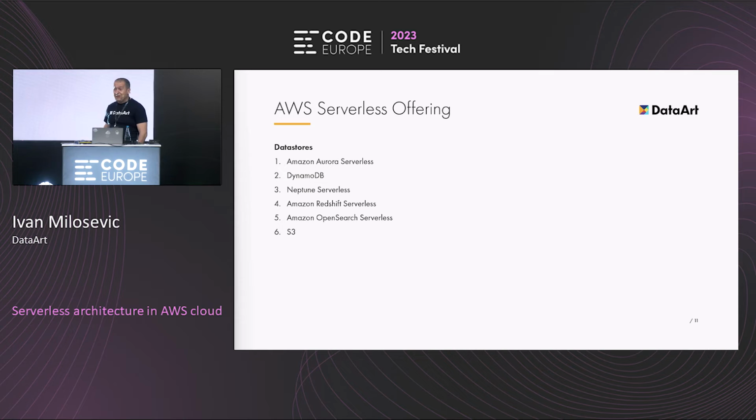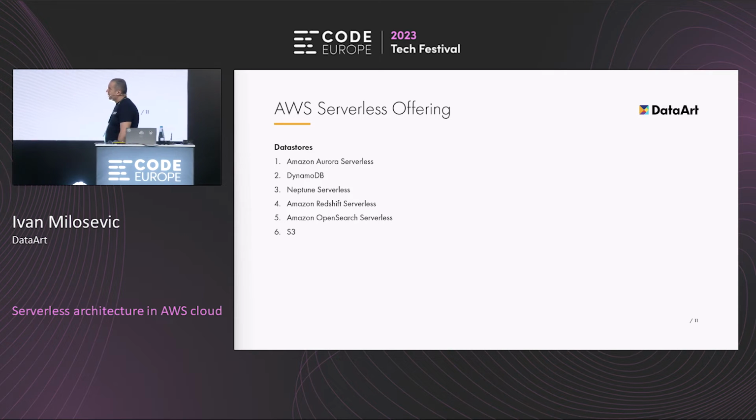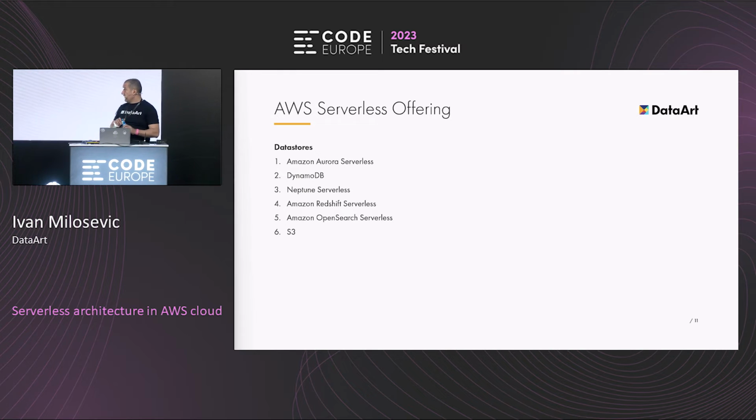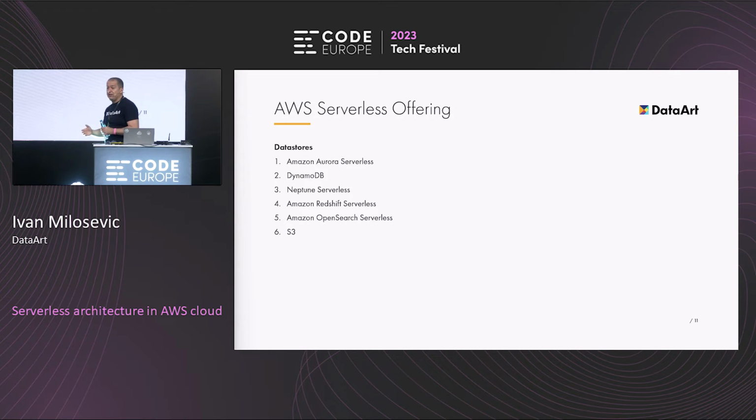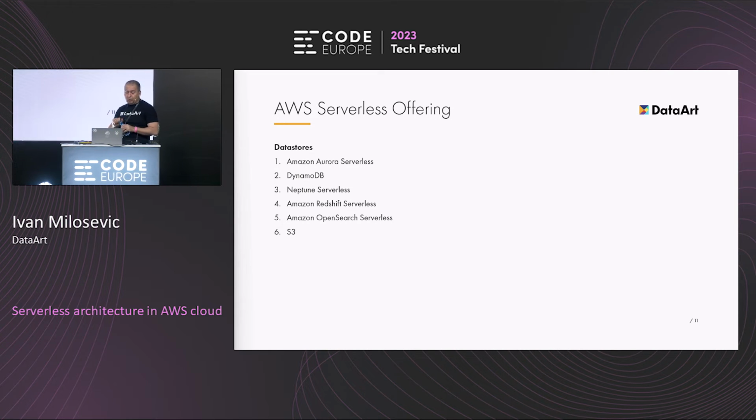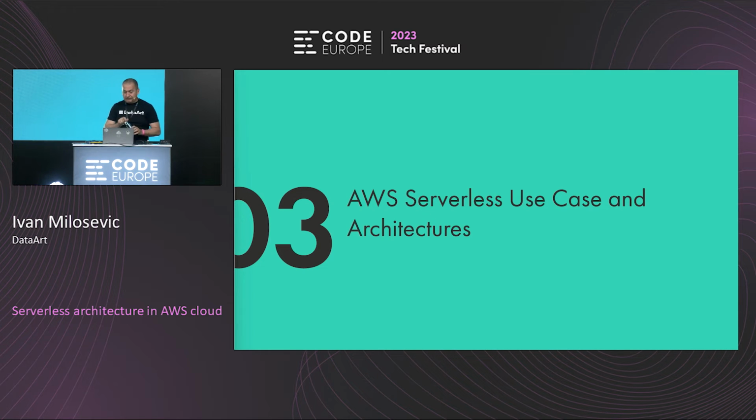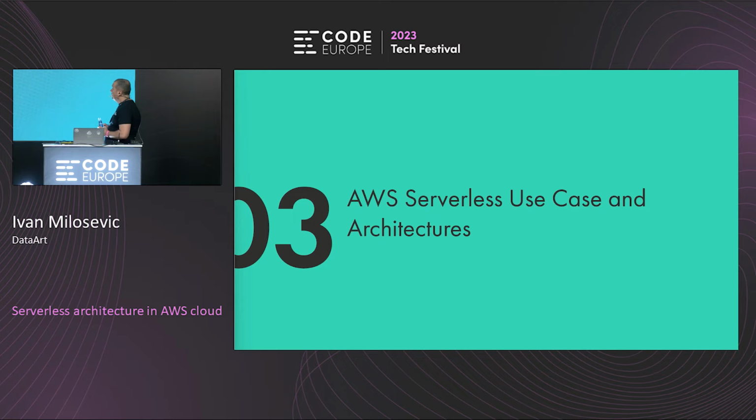S3, I don't even need to talk about that. One of the first services introduced in AWS. I think in 2004 they created an API for accessing the data or objects inside of S3, and I think now it's in everyday use. Okay, let's now try to deep dive into some of the most common AWS serverless use cases and architectures.